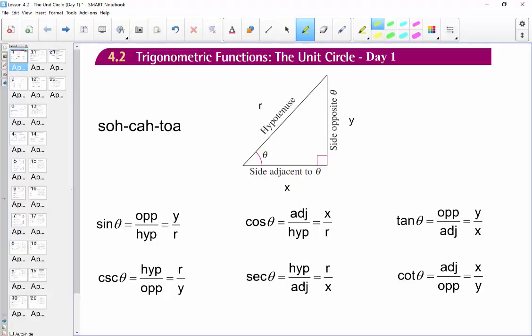One helpful tool to help remember them is using the old acronym SOHCAHTOA. SOHCAHTOA represents the top three trigonometric functions: sine, cosine, and tangent. Specifically, the S stands for sine, the O stands for opposite, and the H stands for hypotenuse. So sine equals opposite over hypotenuse. The CAH: the C stands for cosine, the A stands for adjacent, and the H stands for hypotenuse. And lastly, as you can probably figure out, the T stands for tangent, the O stands for opposite, and the A stands for adjacent.